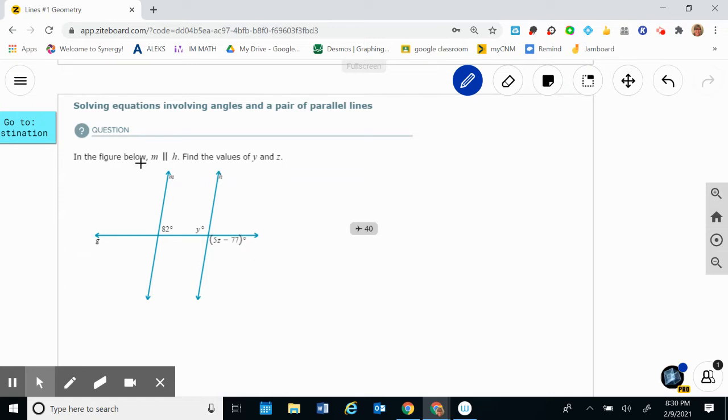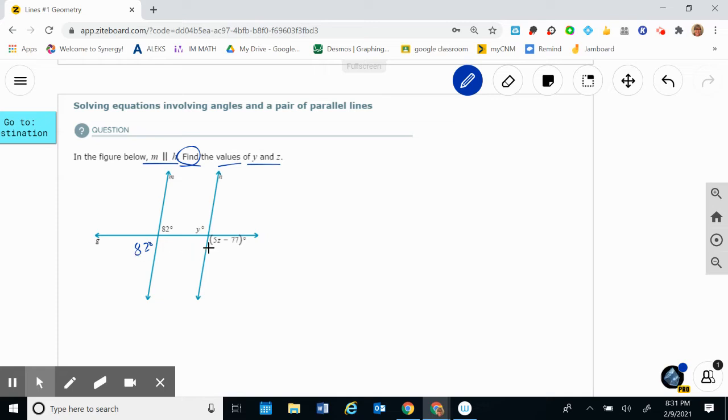Visually, here we go again. Look, M is parallel to H. Find the values of Y and Z. Find what? The values of Y and Z. Okay? So look, this is 82. That means this is 82. Now, did they ask me to find that? No, I'm just writing everything I know. That's how I solve these problems.